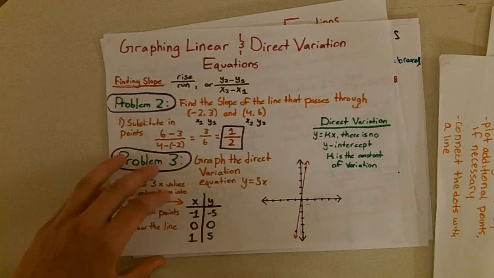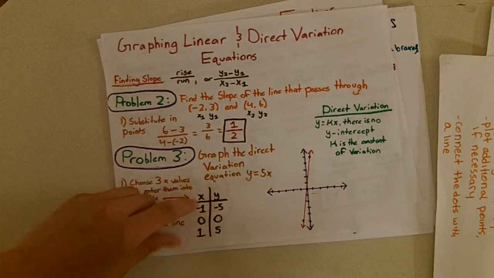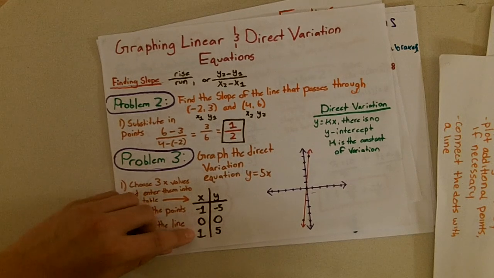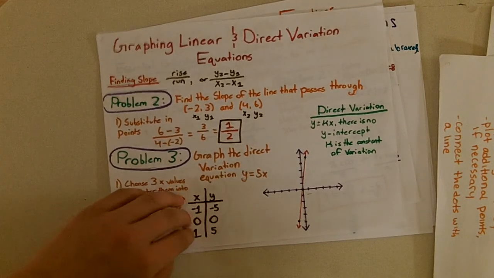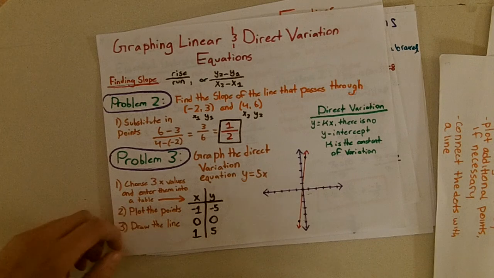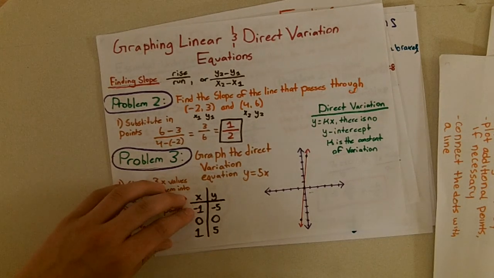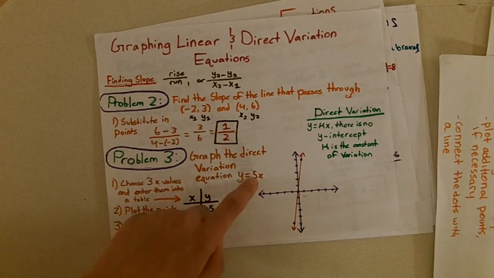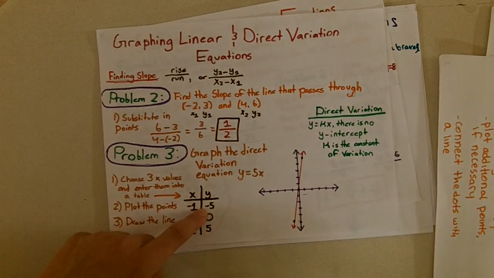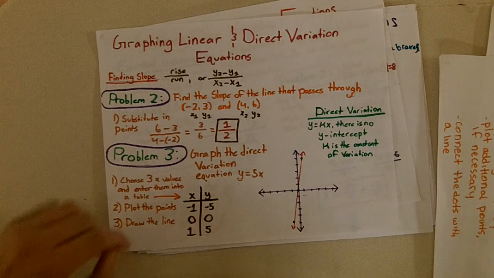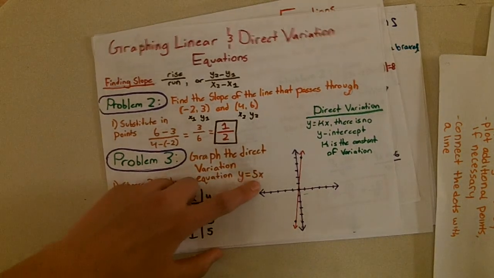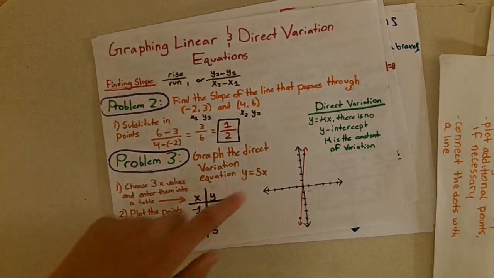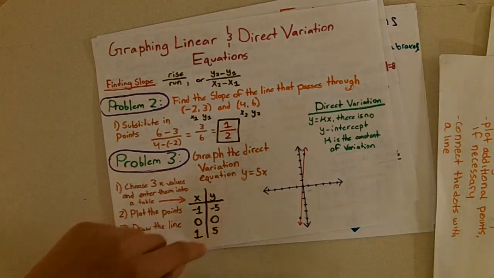First, we're going to want to make a table of values. I've done that here. For our table of values, I've picked the points -1, 0, and 1. These points are good starting points for any graph. It doesn't have to be direct variation. Next, we want to plug these x values into our equation. So, if we plug in -1, 5 times -1 is -5. y equals -5. For 0, 0 times 5 is 0. y equals 0. And finally, for 1, 5 times 1 is 5, y equals 5.